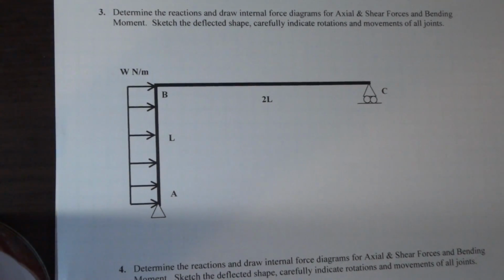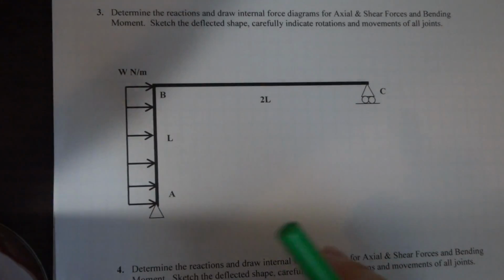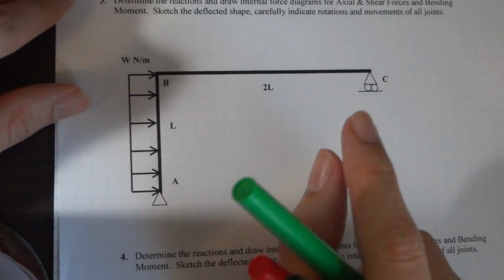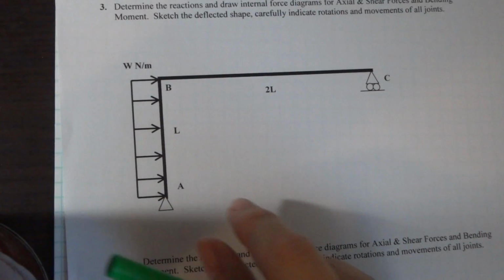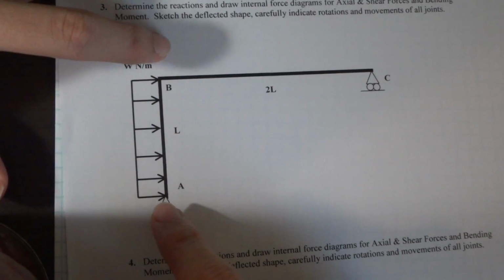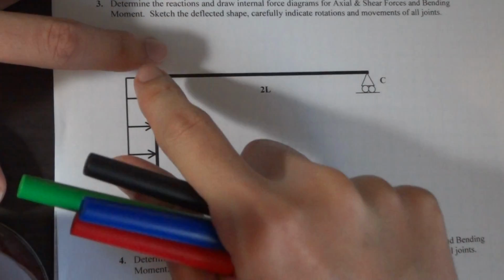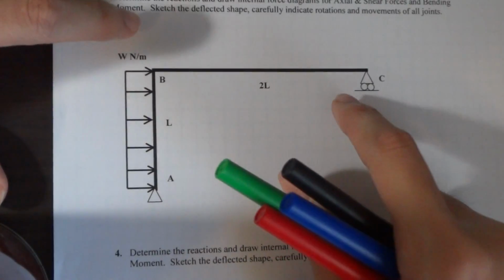Okay, so problem 3 is actually quite similar to problems 1 and 2, so I'm not going to spend nearly as much time on this problem as I did for the other ones. The main thing I want you to keep in mind is that in problems 1 and 2, you had no shear and no moment between A and B. You only had shear and moment between B and C. In other words, you only had shear and moment where you had a load.